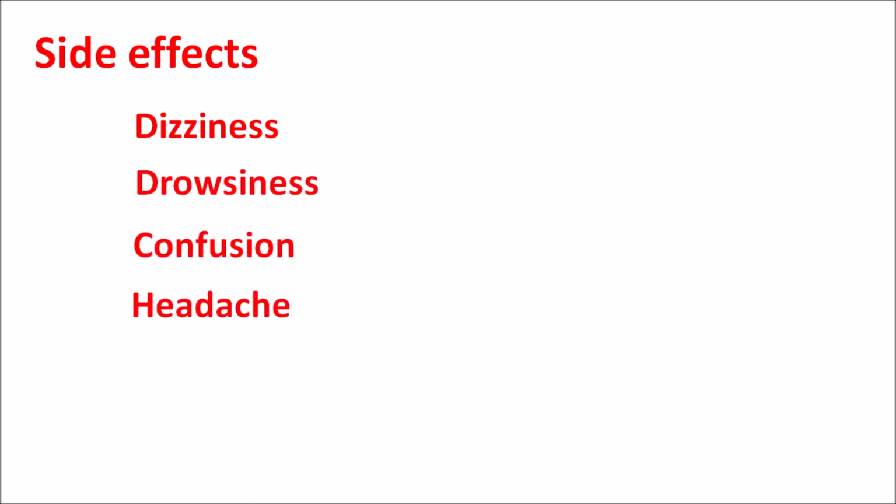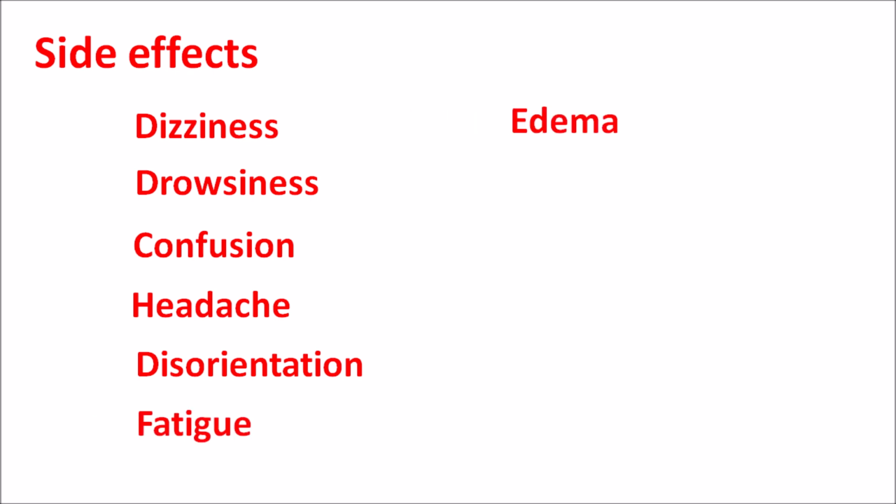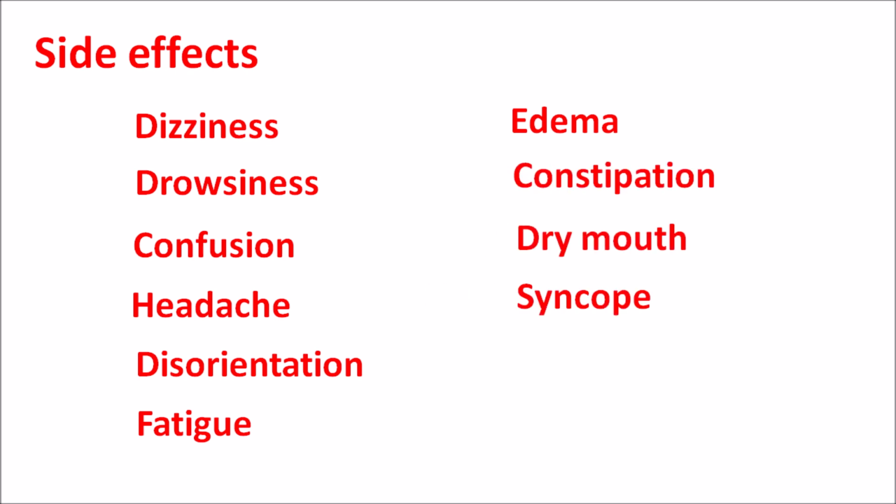What are the side effects? The side effects of trazodone are mainly related to the central nervous system. So it can produce some dizziness, drowsiness, confusion, headache, some disorientation, fatigue, and due to vasodilatation, it can produce some edema. Gastrointestinal side effects such as constipation, dry mouth, some syncope, nasal congestion, and weight loss can be observed with this trazodone.